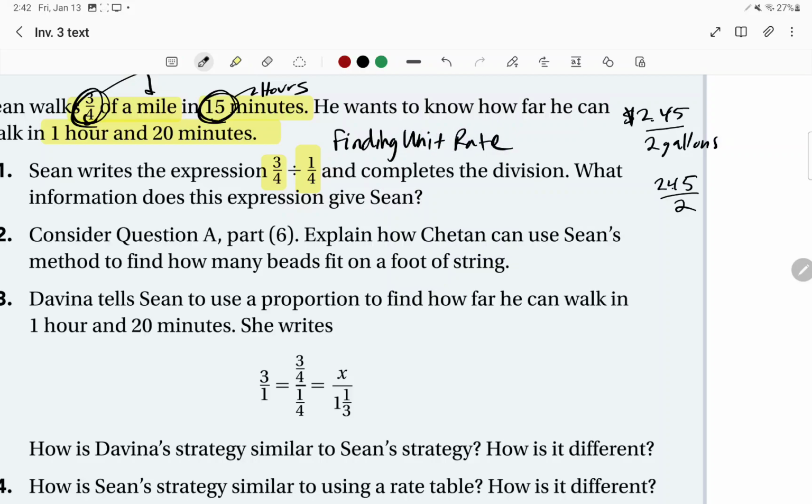Right, and in this case, if you do divide those, you would end up with 3 miles per 1 hour. Because if you take 3/4 divided by 1/4, you get 3. And so 3/4 miles over 1/4 of an hour simplifies to 3 miles per hour. So he found the unit rate.